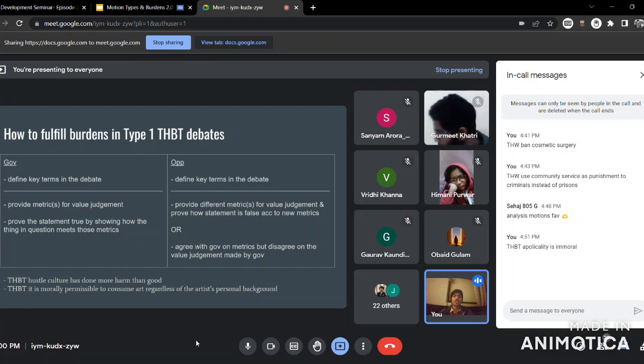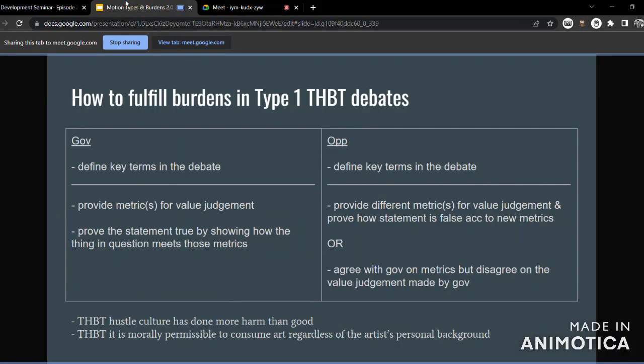What does op need to do in these kinds of debates, right? So what opposition does is firstly again define the key terms. So usually what happens is gov will define the key terms. If it's a reasonable definition, op will most likely agree with the definition and start their case.